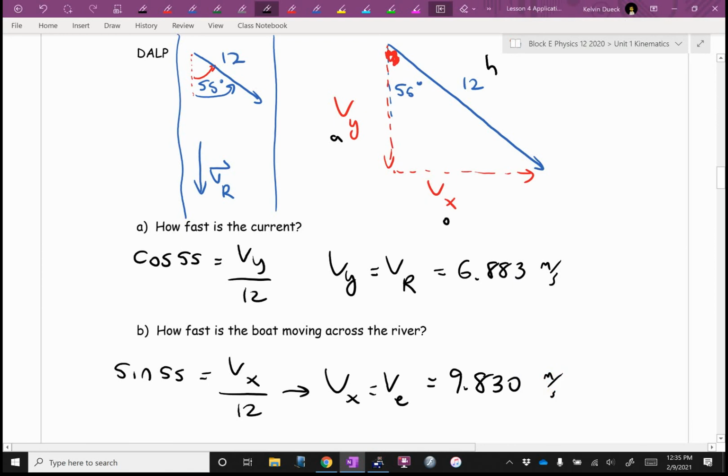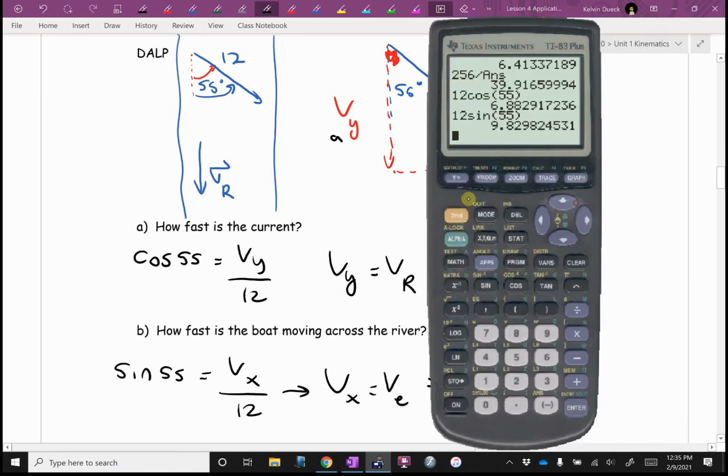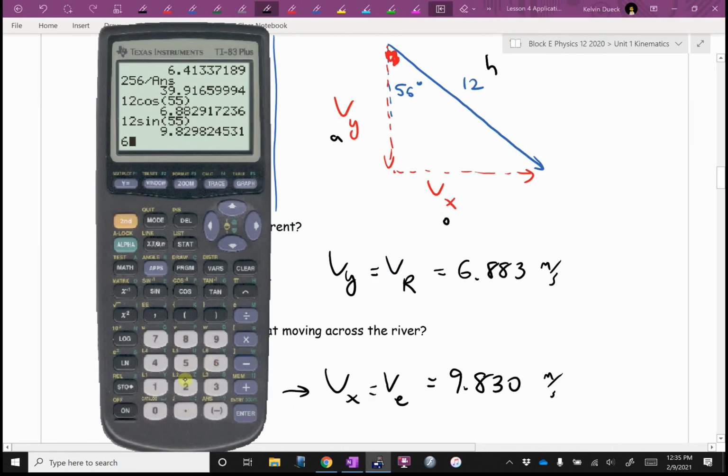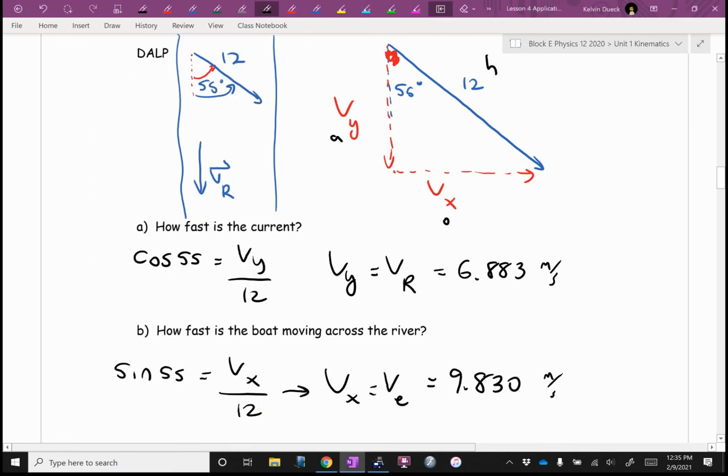If you're not sure, or if I give you a question like this on a test and you want to do a quick check, you can reverse engineer this with Pythagoras: 6.883 squared plus 9.830 squared, square root, should be really close to 12. Close enough, I've rounded off. So there's a bit of an error check you can do if you have extra time.